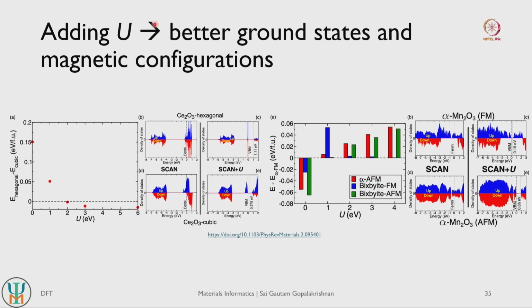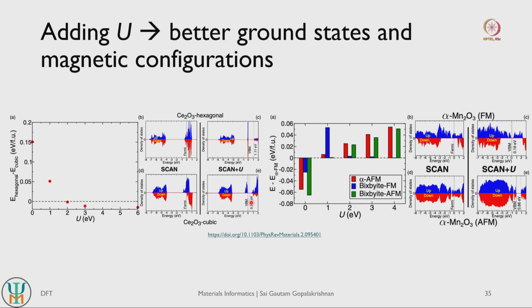And if you manage to add the appropriate amount of U correction, it can lead to better ground states and better magnetic configurations as well. So I am showing a couple of examples here. One in the case of ceria, so this has f orbitals. In the case of Ce2O3, right, you have two different polymorphs. One is the hexagonal polymorph, the other is the cubic polymorph. You see that in both the polymorphs, the hexagonal as well as the cubic, if you just use the SCAN functional, it predicts both of them to be metallic in nature.